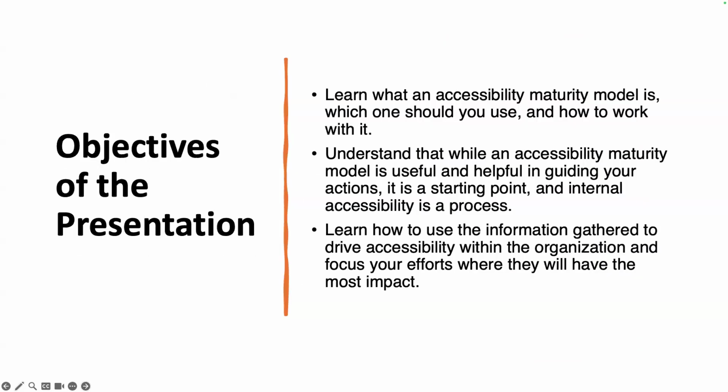These are my objectives for today. We'll learn what an accessibility maturity model is, which one you should use, and how to work with it. Understand how to use a maturity model, which is helpful for guiding your actions, and is a starting point and a way to do internal accessibility as a process. Then learn how to use the information gathered to drive accessibility within the organization and focus your efforts where they'll have the most impact.